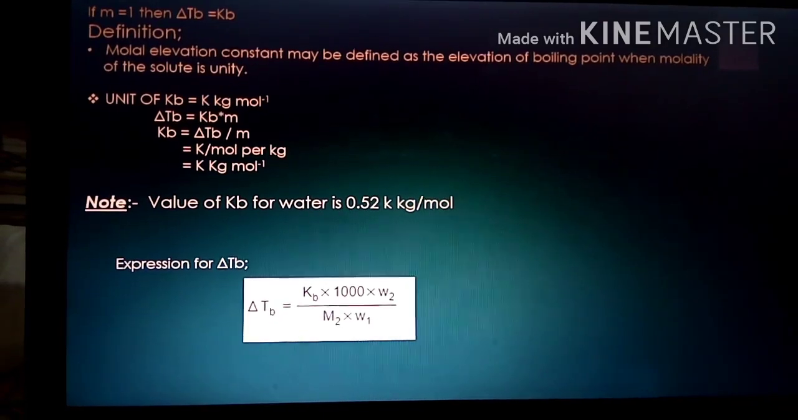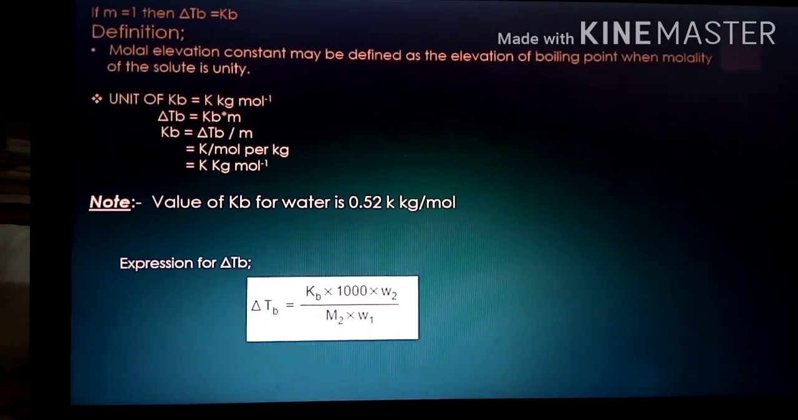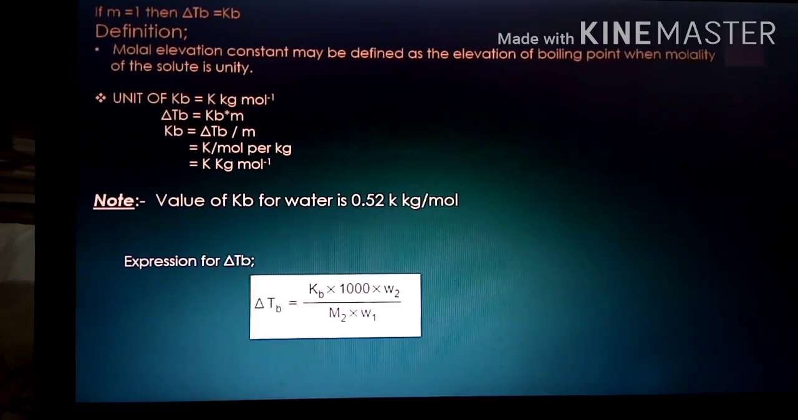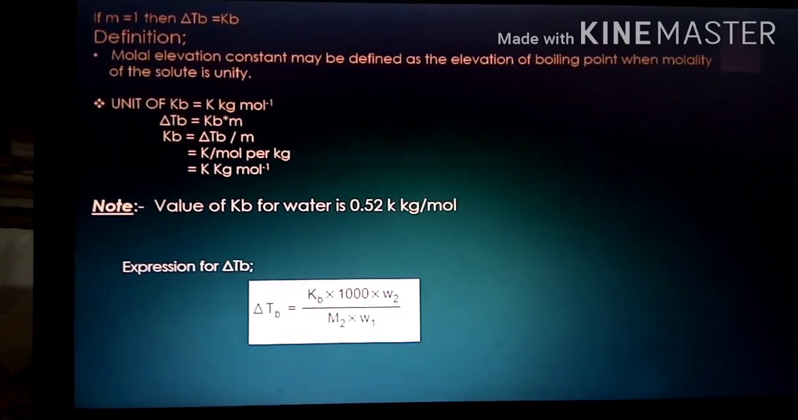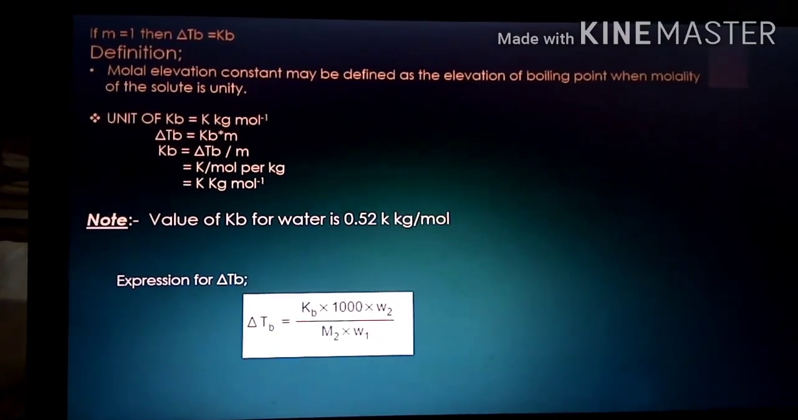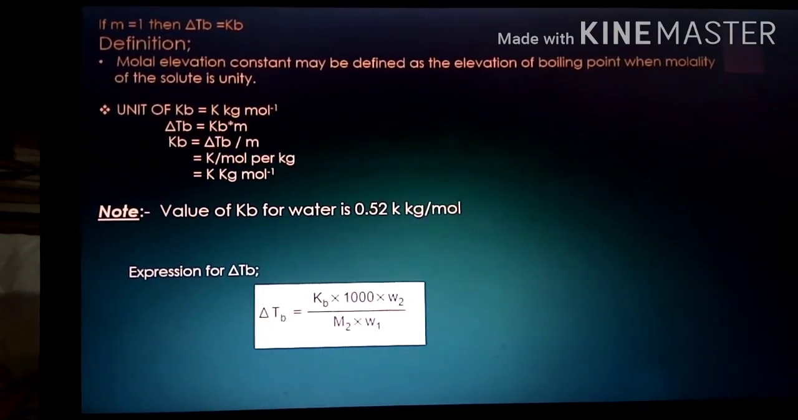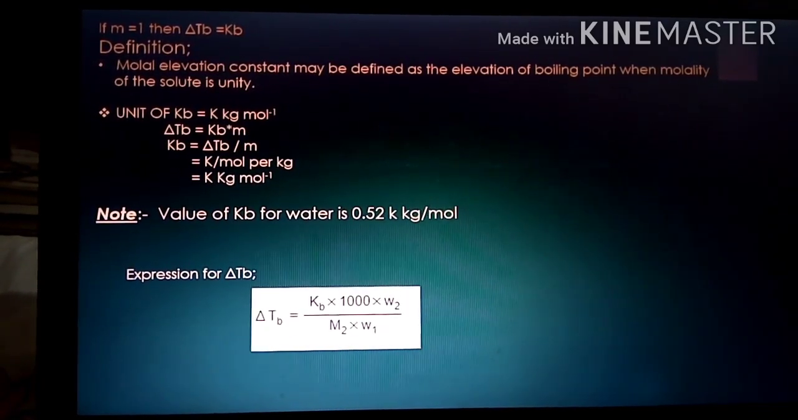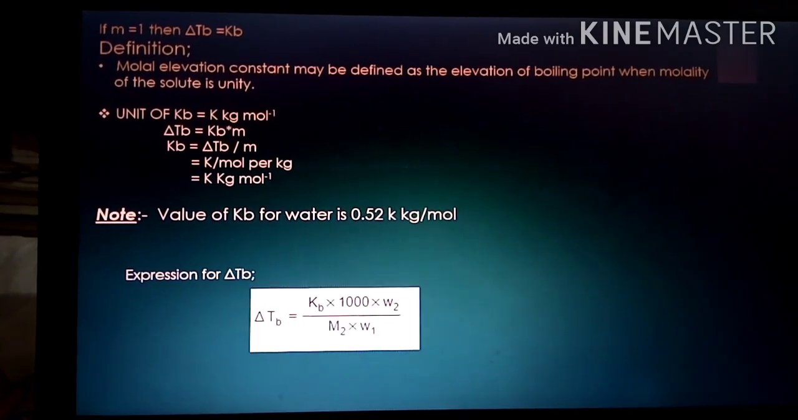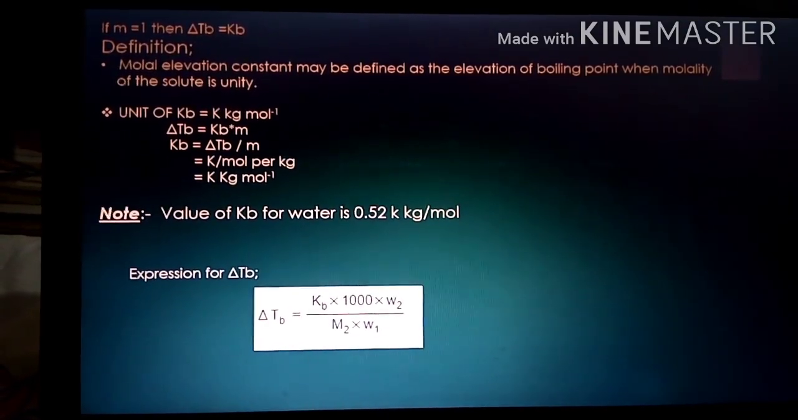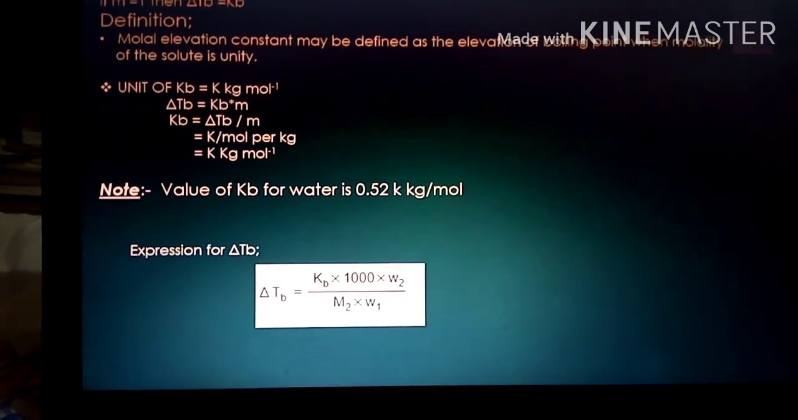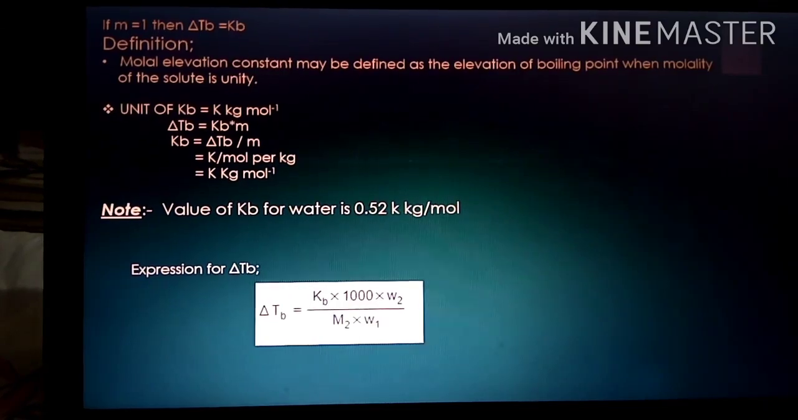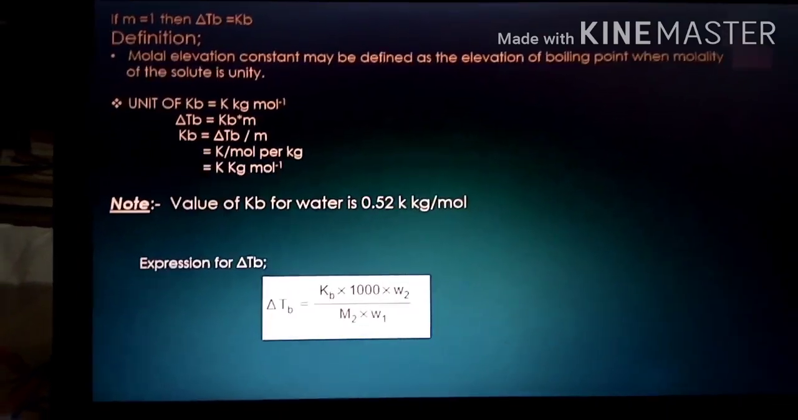Now the final expression for delta TB, the elevation in boiling point, is delta TB equals Kb, the ebullioscopic constant, into 1000, when we talk in grams, into W2. W2 means the given mass of solute, and M2 is the molar mass, into W1, the given mass of solvent. So the final formula is delta TB equals Kb into 1000 into W2 upon M2 into W1.